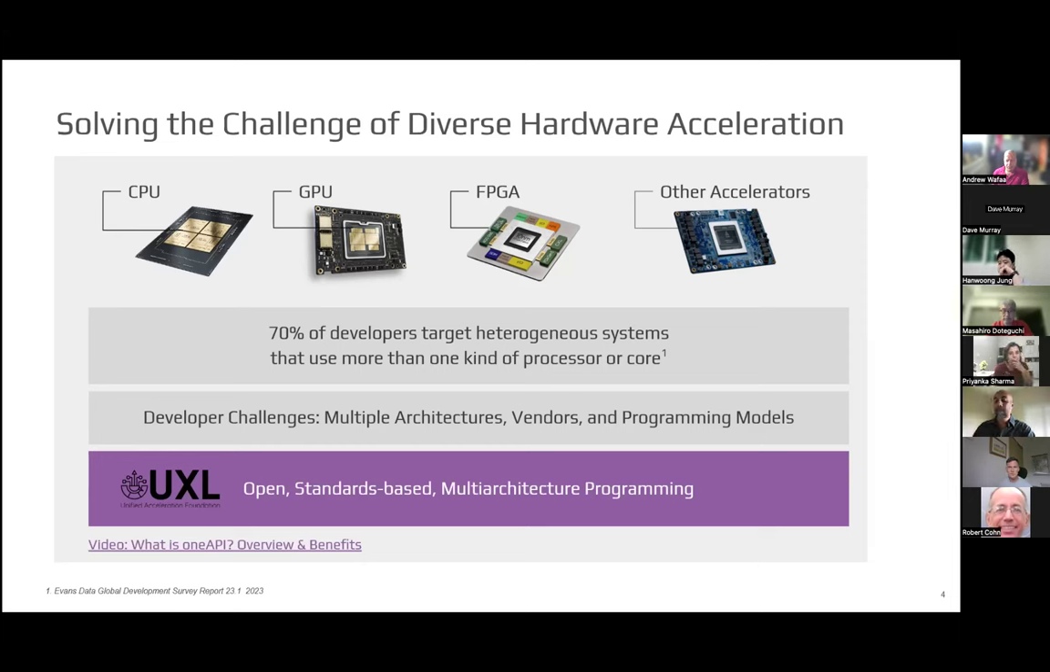So what this really means is that there's a demand for acceleration using architectures that consist of lots of different types of processors. And one thing that I've included here is from a survey. The Evans Data Corporation does a survey every year. And last year they found that 70% of the developers that they surveyed are targeting heterogeneous systems. And by that, they mean a system that uses more than one kind of processor or core. This information is from 2023, so it's highly likely that this has increased, obviously, into 2024.